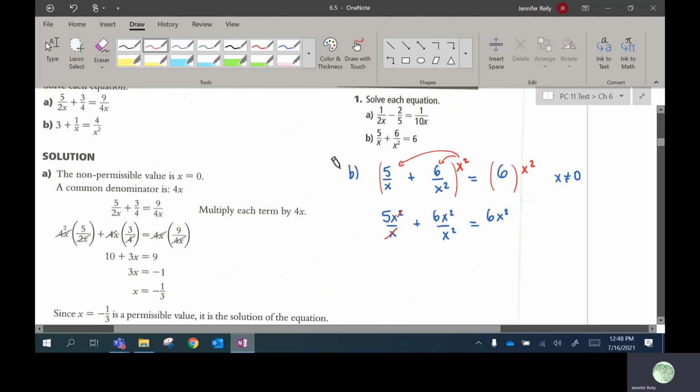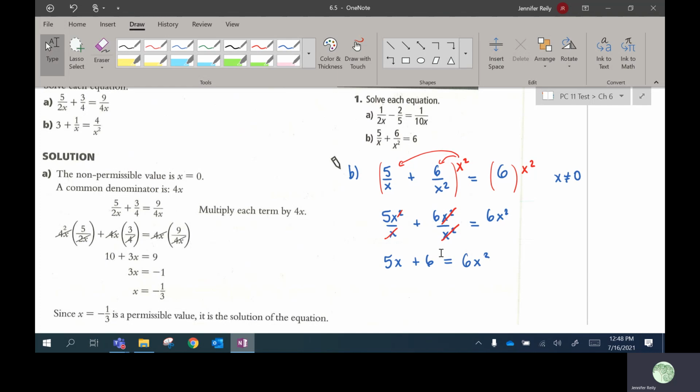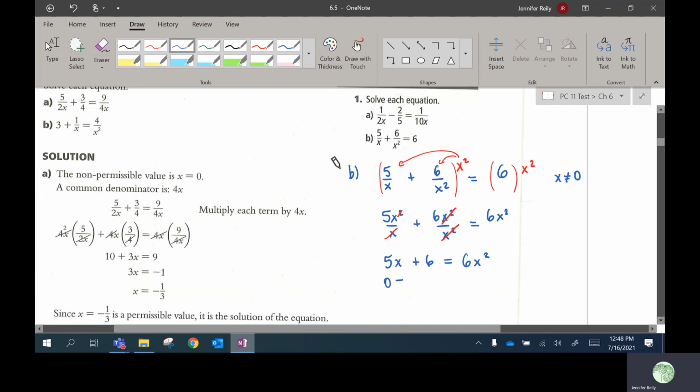I'll be left with 1x on the top there. The x squareds completely cancel there. So I'll have 5x plus 6 equals 6x squared. So this is an equation that we've seen earlier in this course. This is a quadratic equation, so we need to solve it by factoring or completing the square. I'm going to solve this one by factoring. So I'll move all the terms to one side. So I'll have 6x squared minus 5x minus 6.